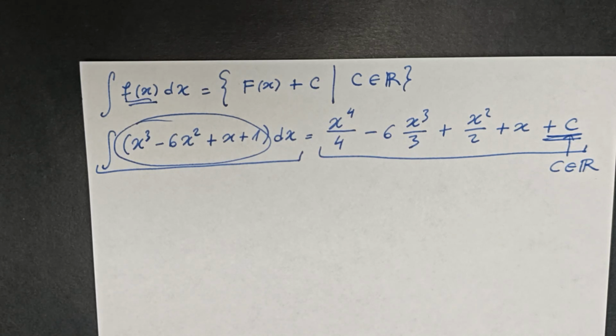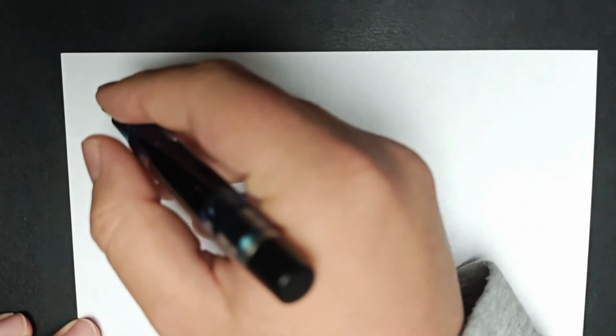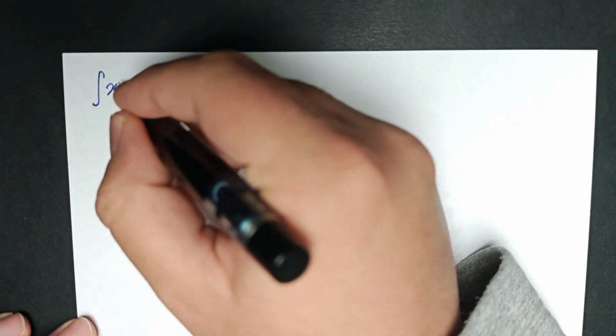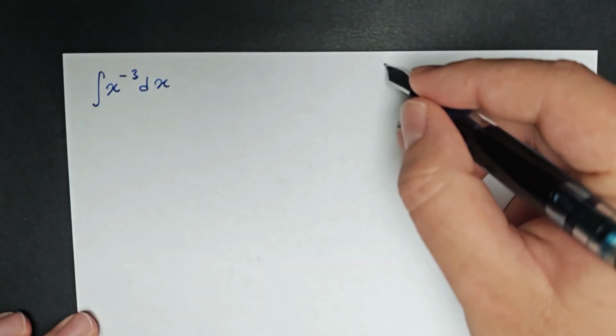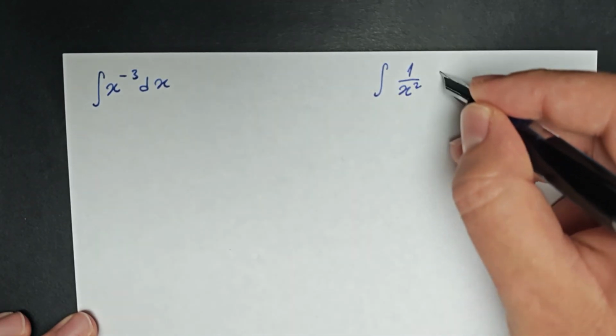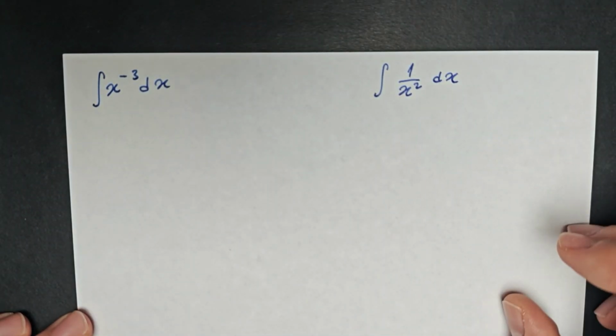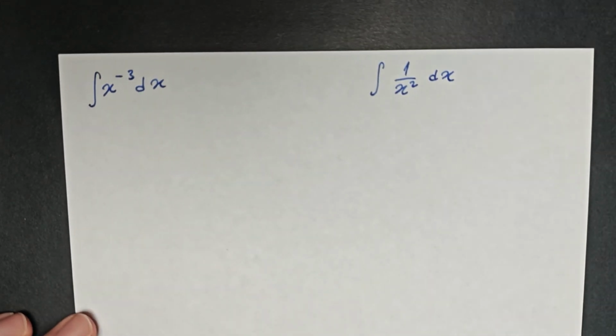You are just going to be adding up a bunch of real numbers together and the result of that is a real number. The question now is what happens with other kinds of powers. Let's first do some negative powers, like the integral of x to the power of negative 3 dx and the integral of 1 over x squared dx. So let's solve these two integrals.